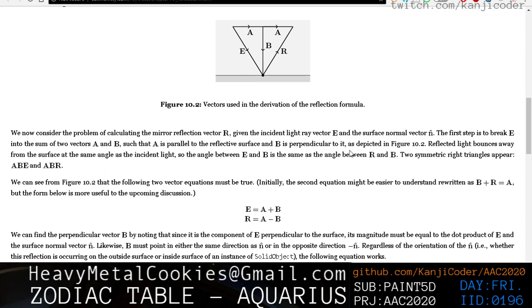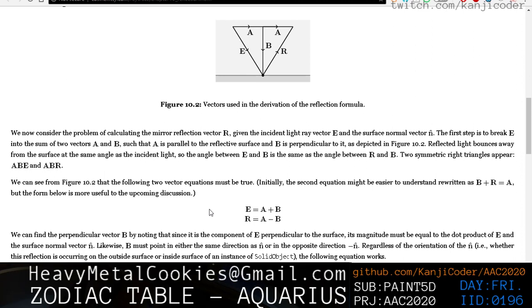So these are vectors, the A and B vectors are aligned to our coordinate system, I'm assuming. The first step is to break E into the sum of vectors A, B, such that A is parallel to the reflective surface, and B is perpendicular to it. Okay, so it's not in terms of our coordinate system, it's in terms of the surface normal.